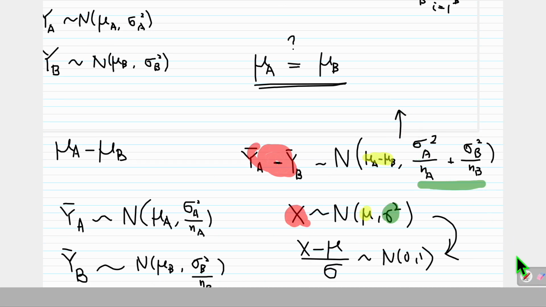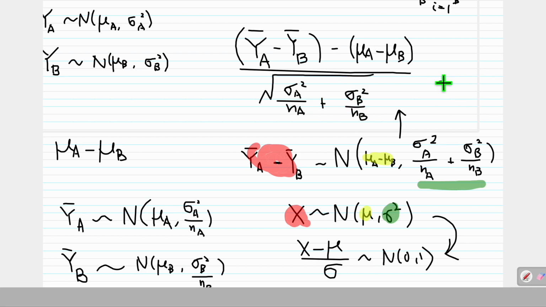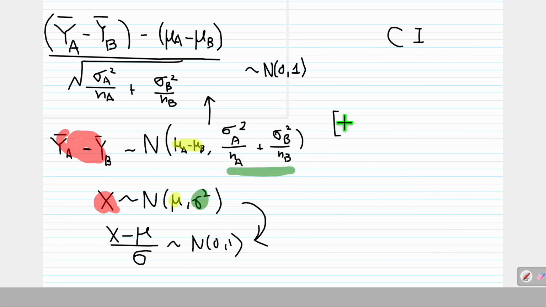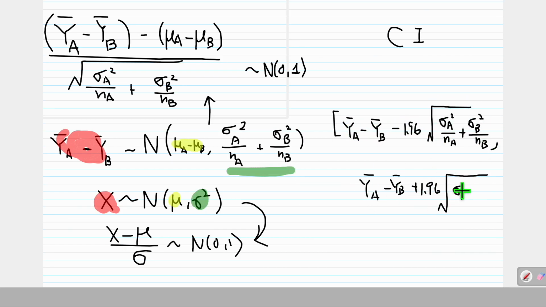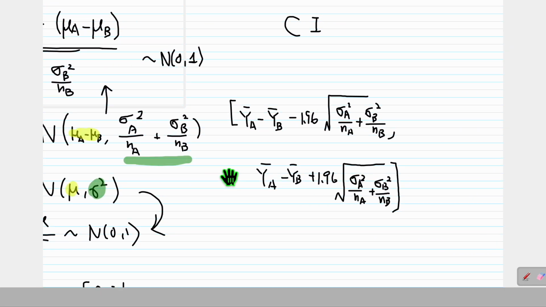It will give us, okay, and divide by the square root of this thing. This will be what? A 0-1 random variable. Then what? The confidence interval will be, so the confidence interval for this will be this thing. The 95% confidence interval, if mu A minus mu B is under the normal distribution, then the 95% confidence interval will be like this.